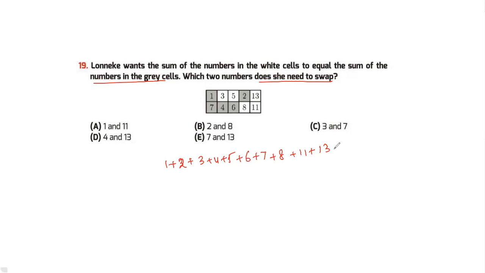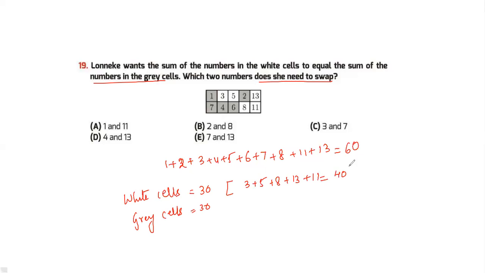If we add them together, the answer will be 60. So the sum of the white cells and the sum of the gray cells each have to be 30, right? But what is the sum of the white cells that we have here? You have 3 plus 5 plus 8 plus 13 plus 11, so I get 40. And the gray cells, 1 plus 2 plus 7 plus 4 plus 6, is equal to 20, correct? 6 plus 4 is 10. So they add up to 60.